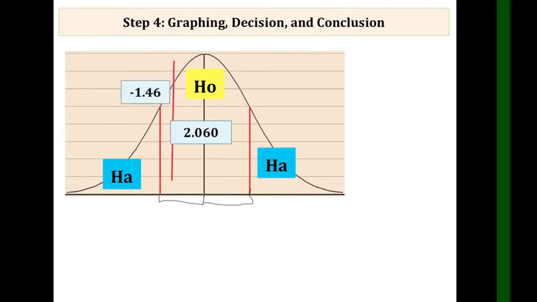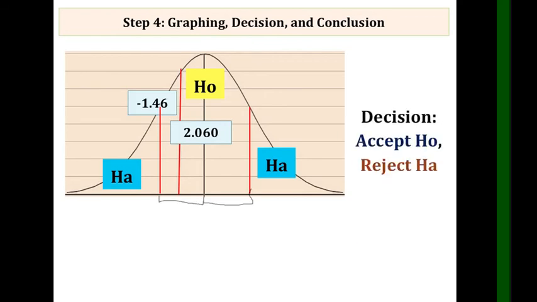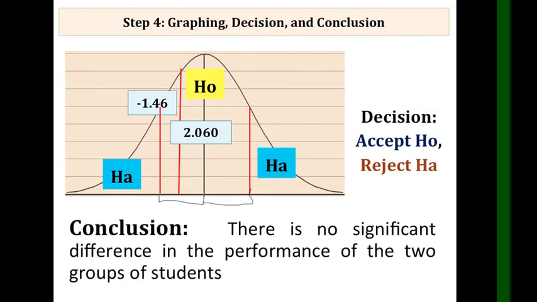So this is our computed value, that's negative 1.46, right? So therefore, we will accept HO and reject HA. Then go back to the hypothesis that we wrote. What is HO? The HO is there's no significant difference in the performance of the two groups of students. Meaning to say method A and method B might have the same effect with the learners.